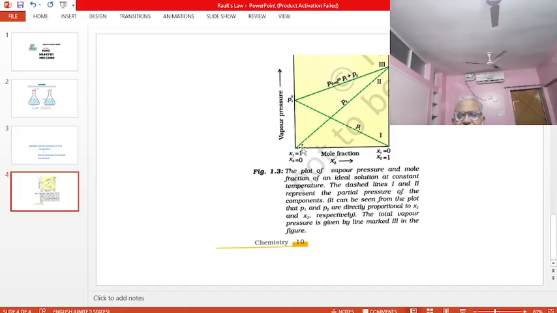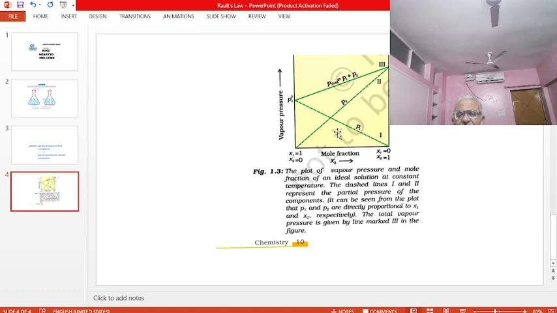Now this is the graph for the second component. Here the mole fraction of the second component is 0. As the concentration increases from left to right, the slope of this graph goes on like this. Then at any mole fraction you can find the corresponding vapor pressure. When it reaches the maximum, that is 100% x2, then this goes up to P2.